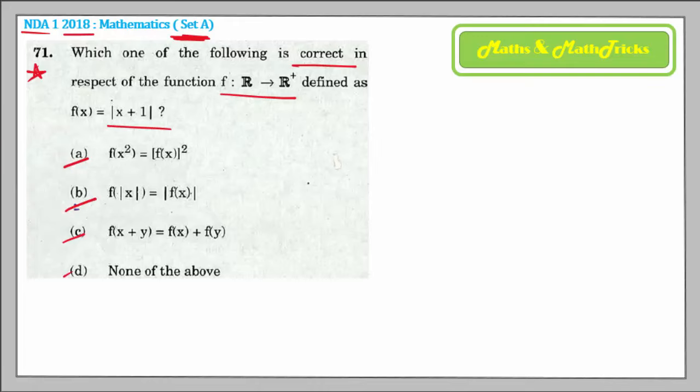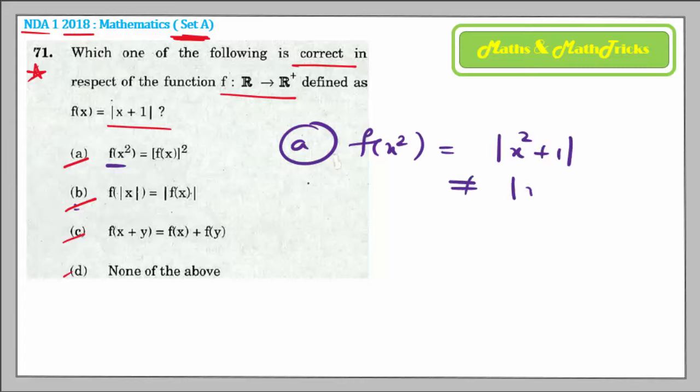So talking about each statement individually first, let's talk about statement A. When you check out the left hand side, f of x square, what will be f of x square? You can see it is mod of x square plus 1, and this is definitely not equal to mod of x plus 1 the whole square, isn't it? So statement A says that f of x square is equal to f of x the whole square, which is absolutely incorrect, because the expansion of mod of x plus 1 square will not be equal to mod of x square plus 1. So the statement A is incorrect.